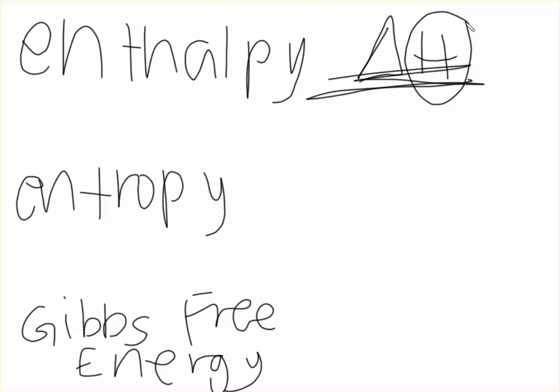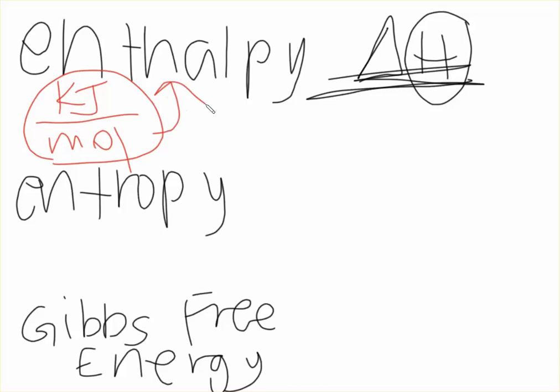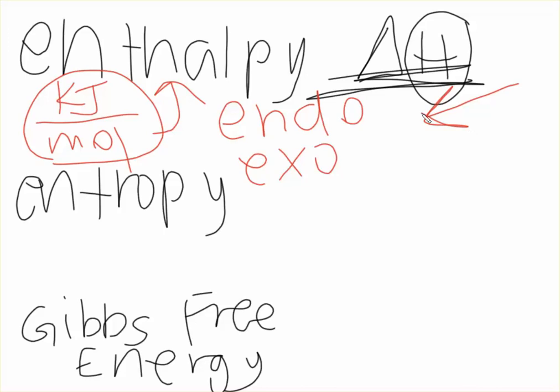Something that would go underneath enthalpy is Hess's law, which we'll learn about in future videos. But the unit for enthalpy is kilojoules over mole. There are two different processes under enthalpy: endothermic and exothermic reactions. You might have heard this in biology. Endothermic is when energy is taken in, and exothermic is when energy is released.